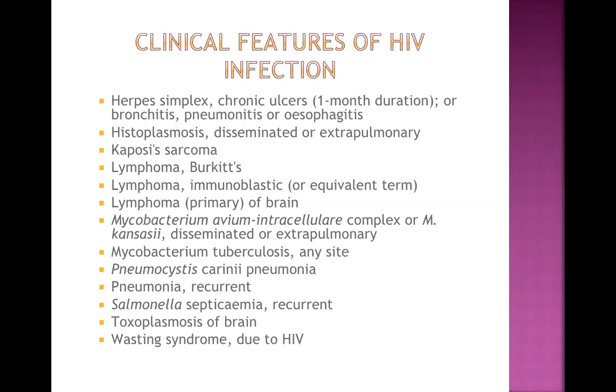This Kaposi sarcoma is a type of malignancy of the blood vessels. In this type of people, Kaposi sarcoma commonly occurs on the skin and the GI tract. Burkitt lymphoma, immunoblastic lymphoma, or primary CNS lymphoma, all of these can occur in terminal cases of HIV infection. So we call them AIDS-defining illnesses.